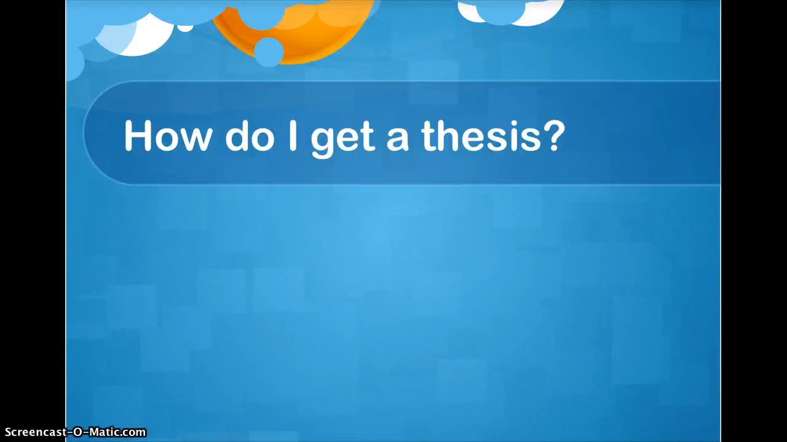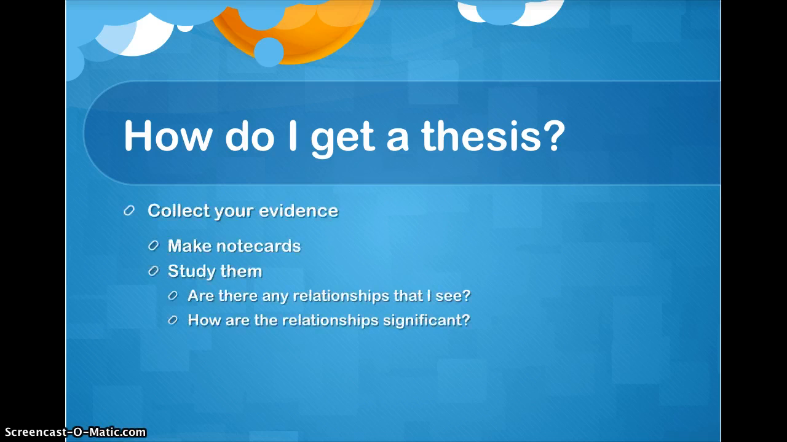So next, how do you get a thesis statement? Well, there are several steps that you need to go through, and each one of them requires you, one more time, to spend time thinking about your note cards and how they all relate together. So first, what you're going to be doing in class for Thursday and for Friday is you're going to collect your evidence. Your evidence is simply the note cards that you are making, and it's all the information that you can find about your religion.